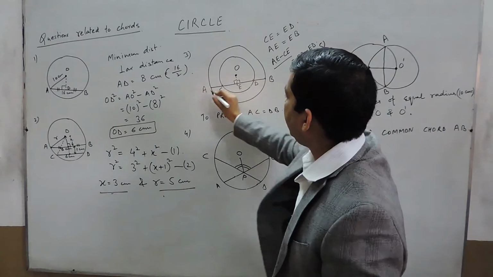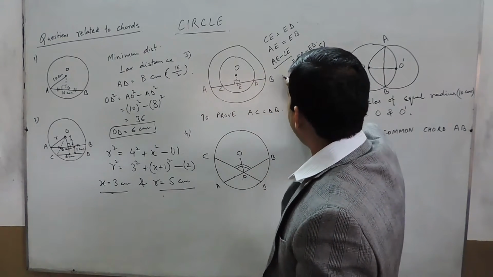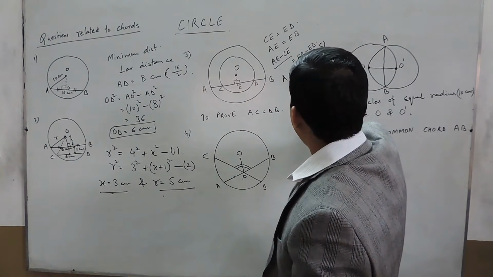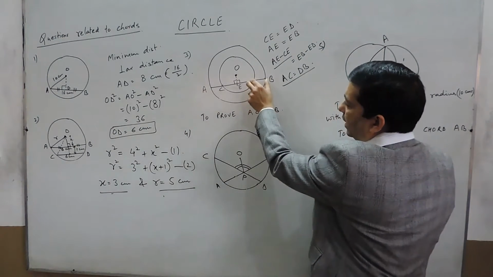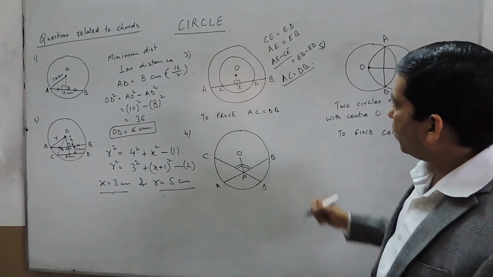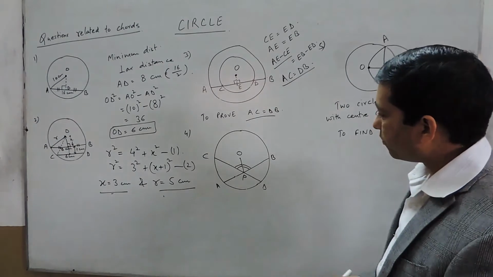Or AE minus CE comes out to be AC, which is equal to the length of the chord that is basically outside the inner circle and inside the outer circle. So AC is equal to DB.